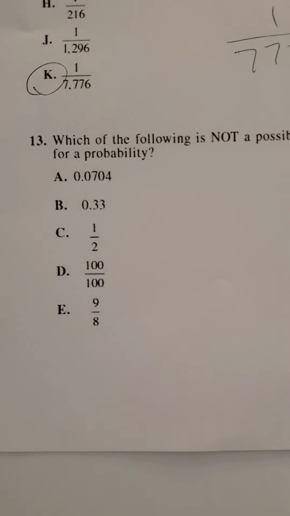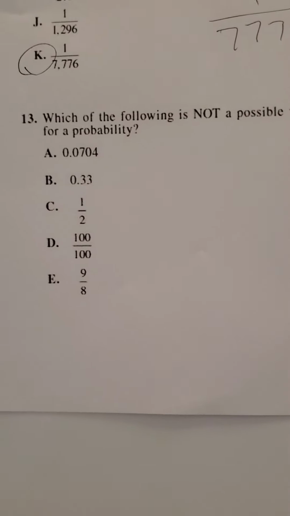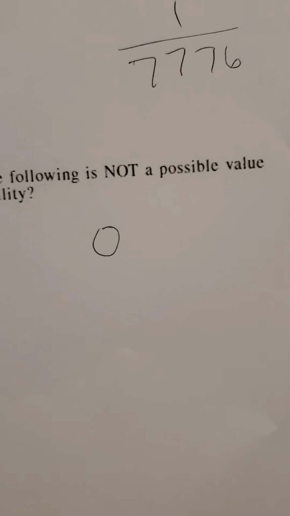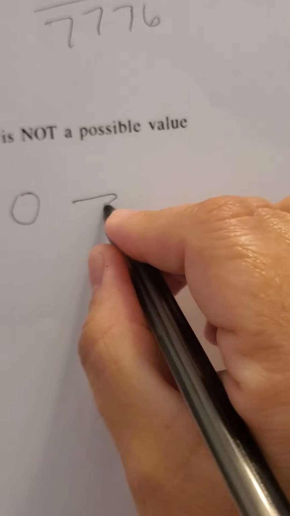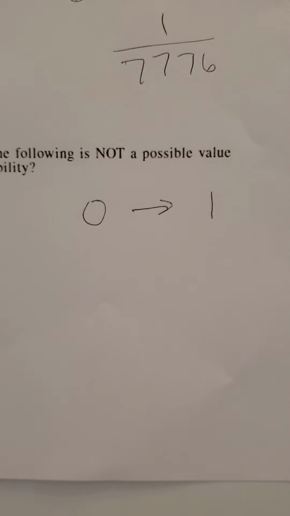Okay, 13, which of the following is not a possible value for a probability? Okay, probability goes from 0, meaning there's no way in the world it's going to happen, all the way to 1. Okay, 1 meaning it will definitely happen.